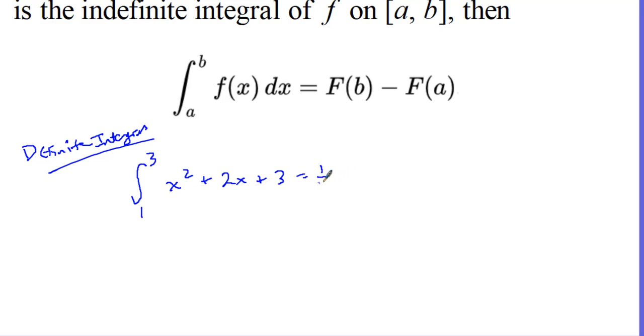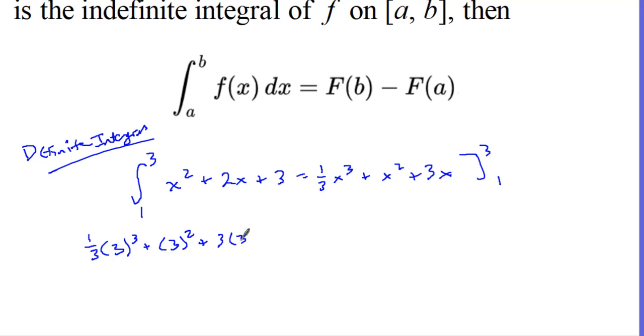It is going to be 1/3 x cubed plus x squared plus 3x. And we're going to take a look from 1 to 3, which means these are our bounds of what we're finding the area underneath. And so what do I have? I have 1/3 times 3 to the cubic power plus 3 squared plus 3 times 3. I'm plugging in that value for 3. And then I'm subtracting 1/3 times 1 to the cubic power plus 1 squared plus 3 times 1. So I'm doing the upper bound minus the lower bound.